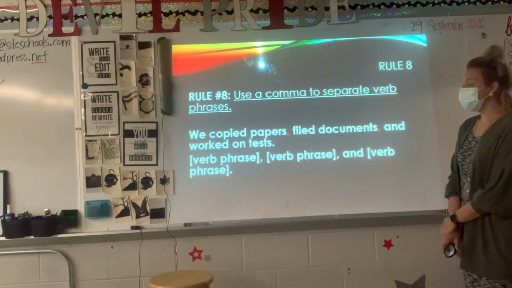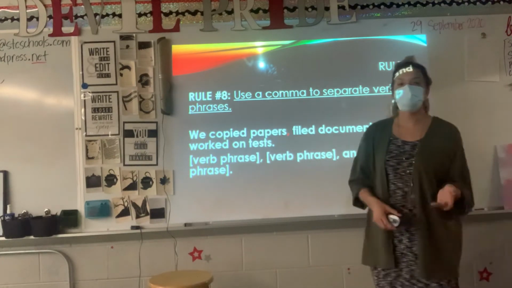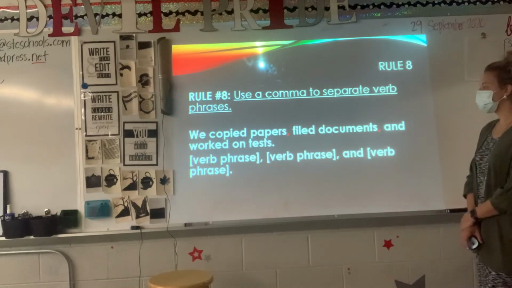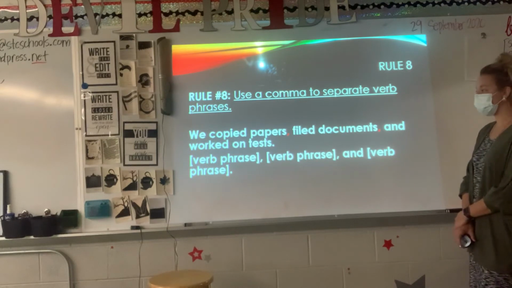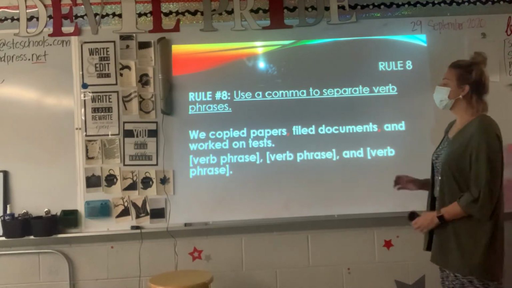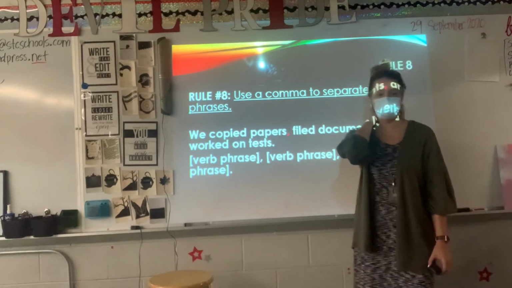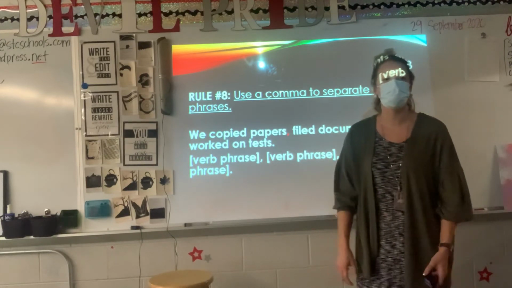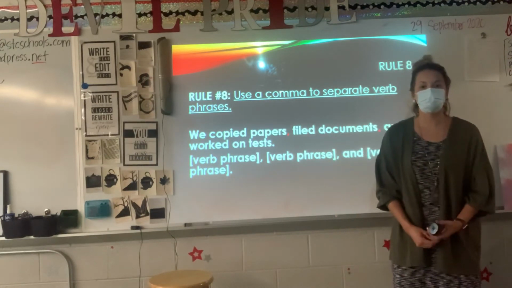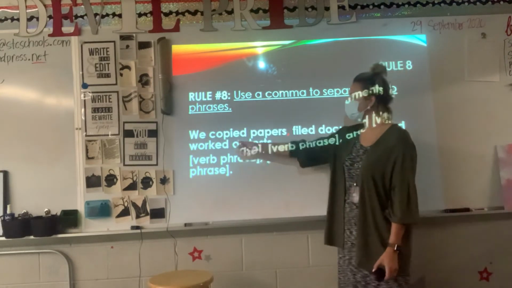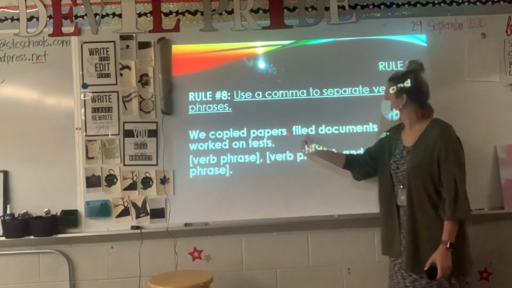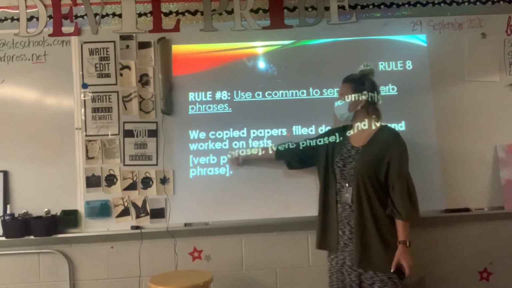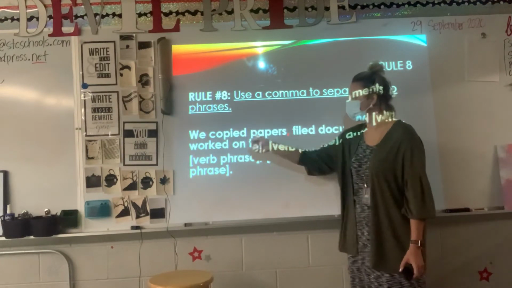So rule number 8 is very similar to the other list rules. We're just applying it to verb phrases in this case. So we copied papers, we filed documents, and we worked on tests. One thing that I want you to notice, this is called parallel structure. This is something we'll talk about a little bit more down the road. This is a big ACT thing, and it's a very common mistake to make. But I want you to notice with this sentence, we copied, we filed, and we worked. All of these are verbs. All of these are in past tense.